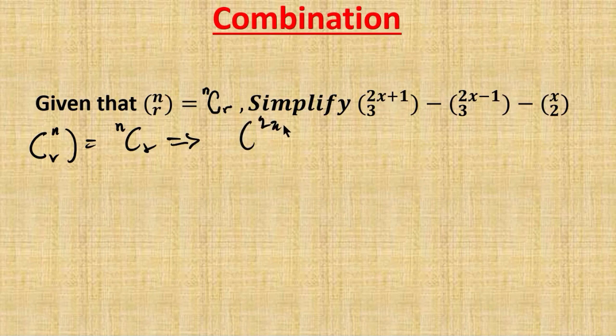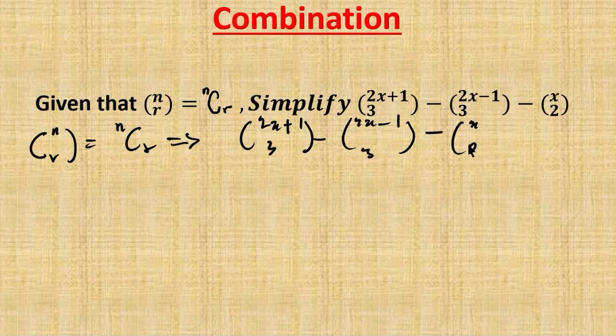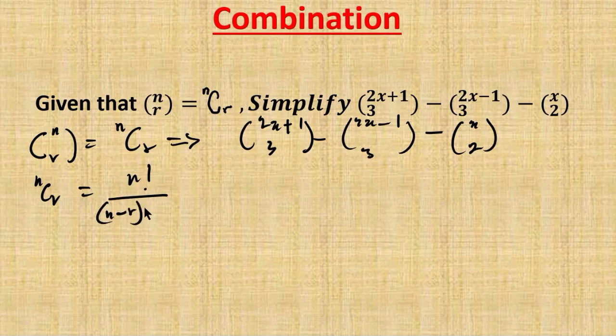We have (2x+1)C3, minus (2x-1)C3, and we have minus xC2. First and foremost, I want us to understand what is n combination r. n combination r is the same thing as n factorial over (n minus r) factorial and r factorial.